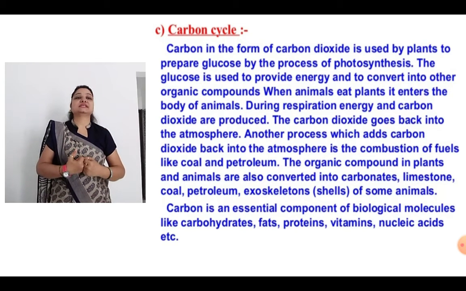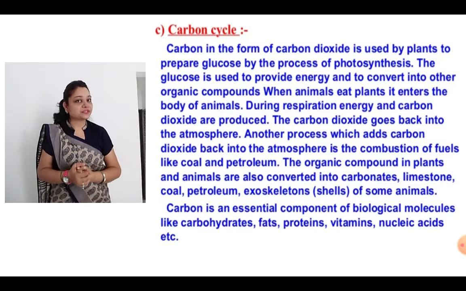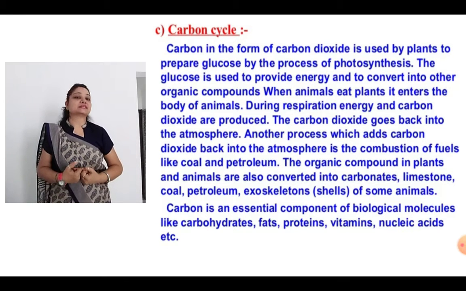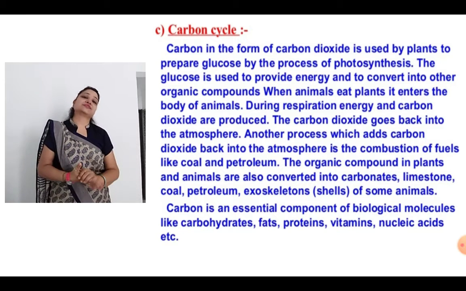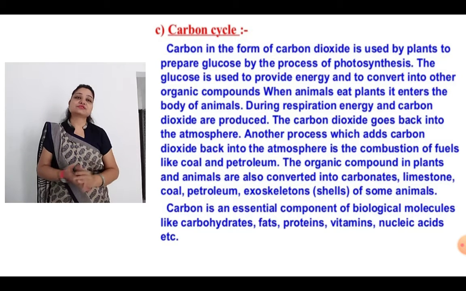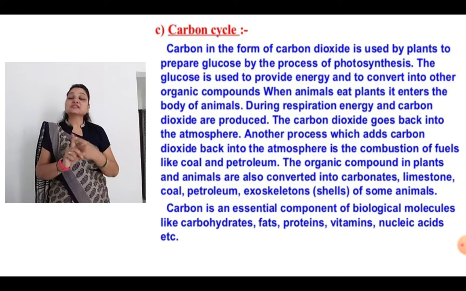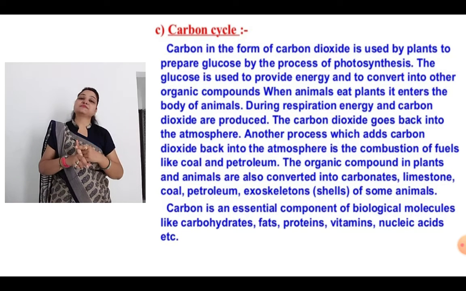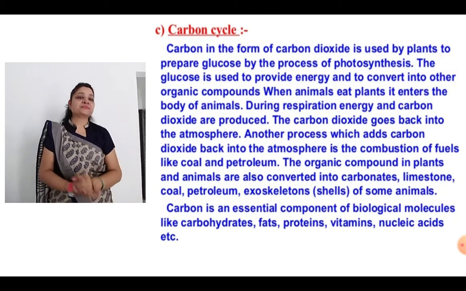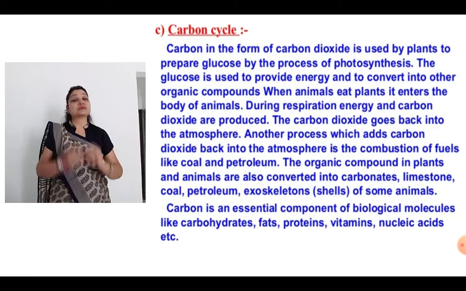When the animals eat the plants, it enters the body of animals. Same way like nitrogen, it happened. The leguminous plants eaten up by the animals, the compounds of nitrogen get transferred to the animals. Same way, carbon also gets transferred to the animals. Now during respiration, energy and carbon dioxide are produced. This is the second type by which carbon dioxide is produced. First one was using it, second is respiration, we are giving it to the atmosphere. Another process which adds carbon dioxide back into the atmosphere is the combustion of fuels.